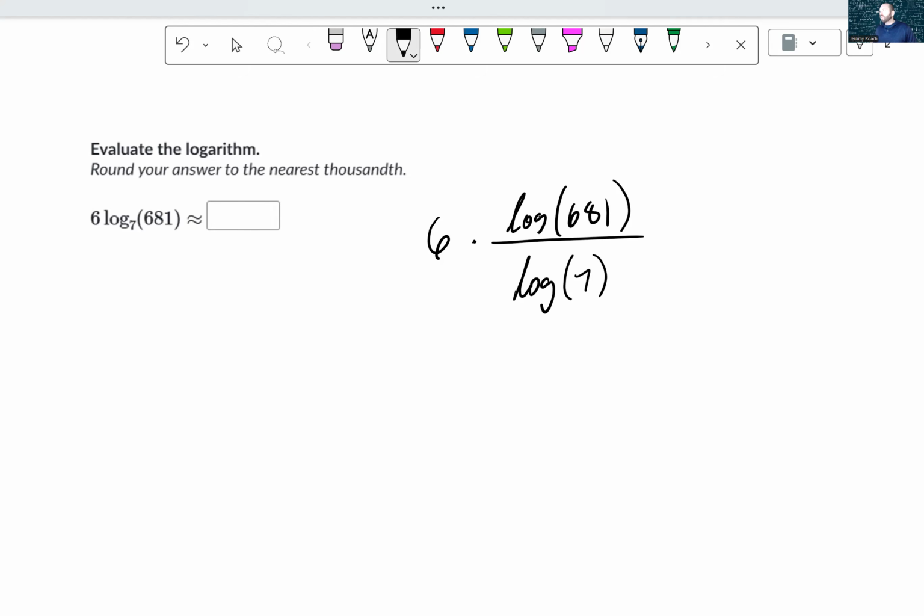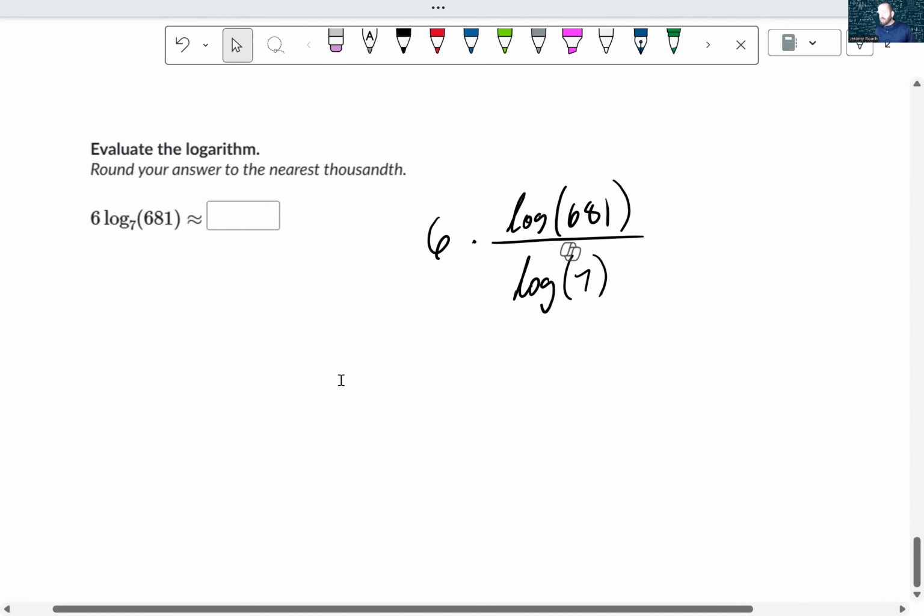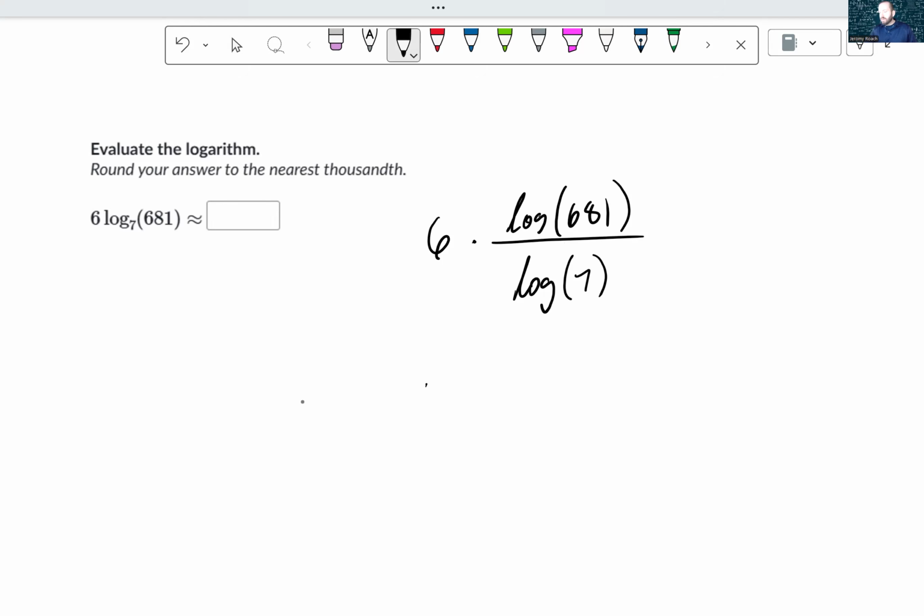Okay. So now that we have that, we are just going to type this in the calculator, and it wants us to find a rough estimation rounding to the nearest thousandth. I would say let's type this in one at a time. So if we type log 681, enter, that's approximately 2.833147. I'm going out a lot of decimal places because it wants us to go to the nearest thousandth. I'm just going out a few extra to be careful.